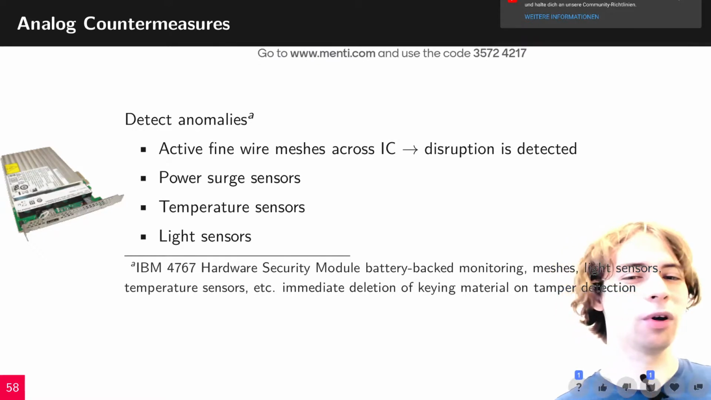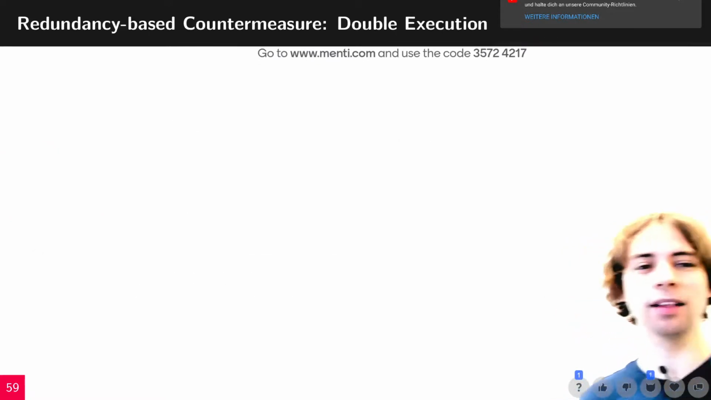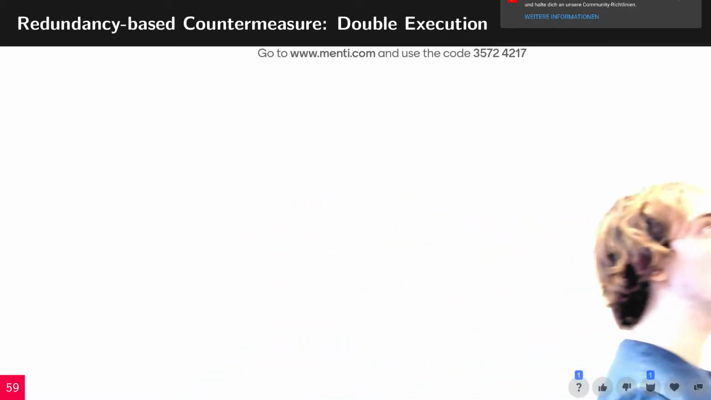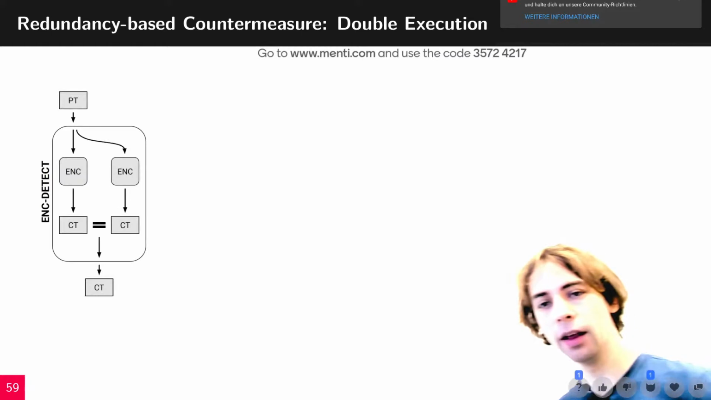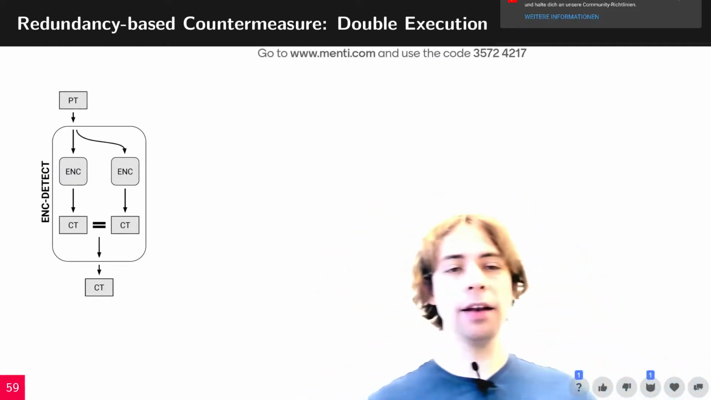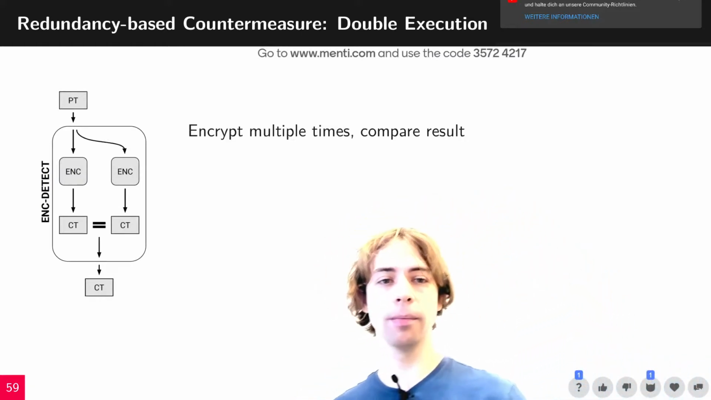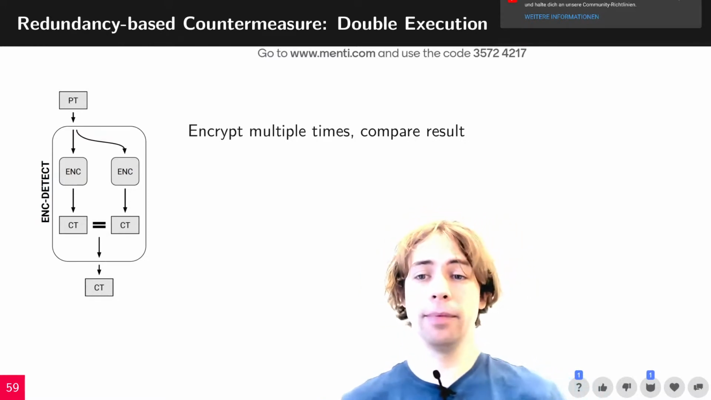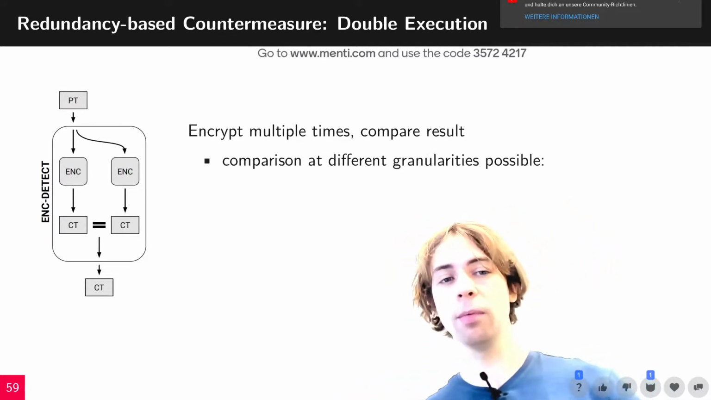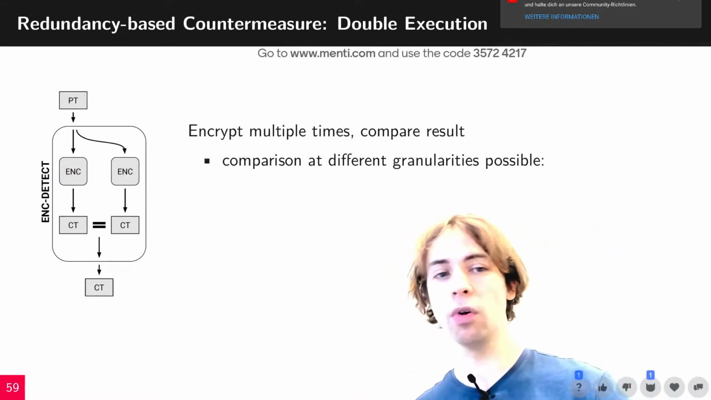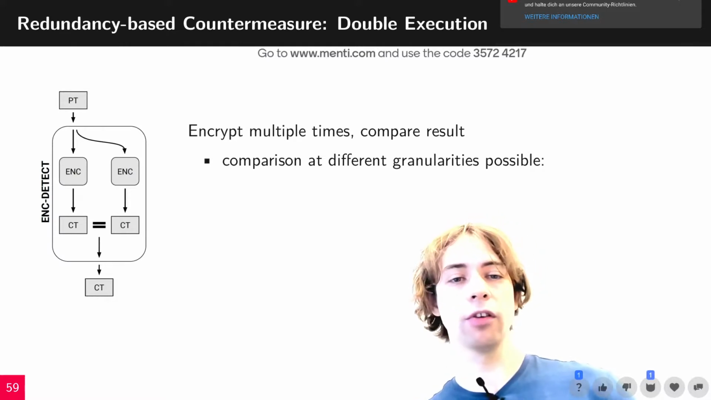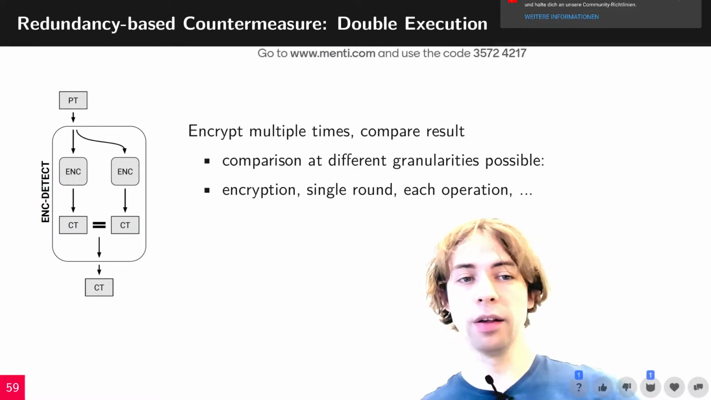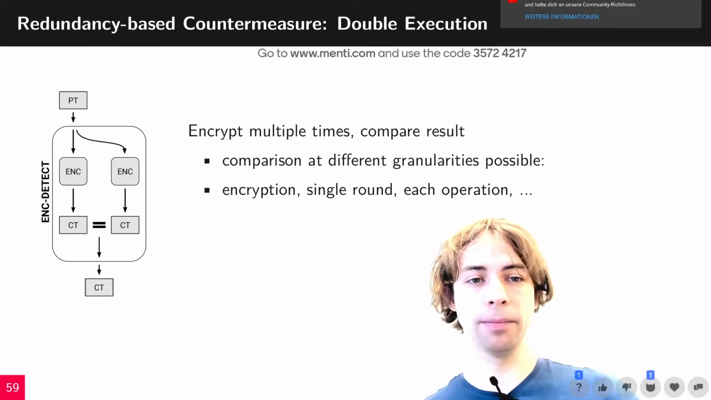But sometimes you also can't do that, and also this is quite expensive. So what else can you do? Against faults maybe, also double execution. You can run the same thing twice and check whether you get the same result. And then maybe not just twice, but maybe 3 times. Then you can also make a decision. But if it's 2 times, you can still observe that something was wrong. And you can do this on different granularities, entire encryption, a single round, for each operation. So a lot of possibilities there.